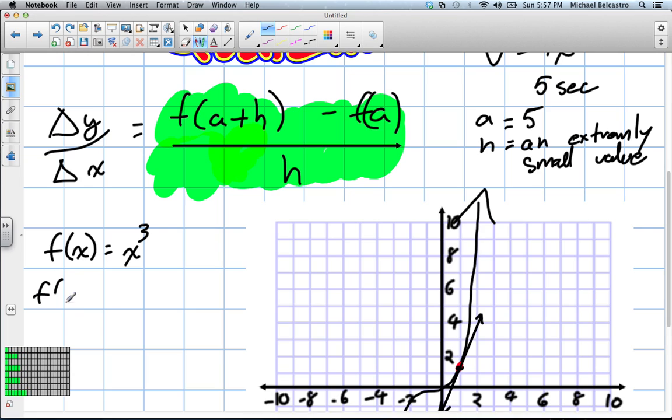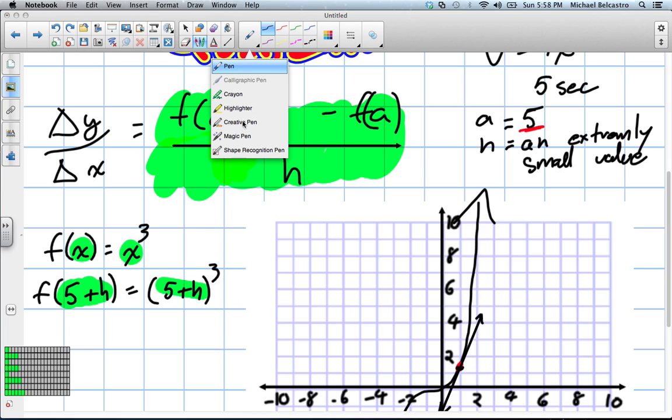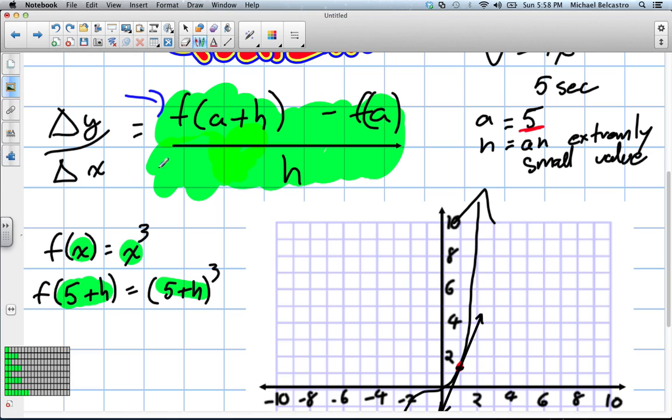So f at a plus h, which is essentially our x, a plus h, is equal to, and in this case, our a value is 5, right? So I'm going to replace a with 5. So I'm looking for a function 5 plus h. So I plug it into this. I replace my x value, right? Because here's the x. Well, I replace x with 5 plus h. So now we have 5 plus h cubed. That's what this first function is, right here. Okay? 5 plus h cubed.